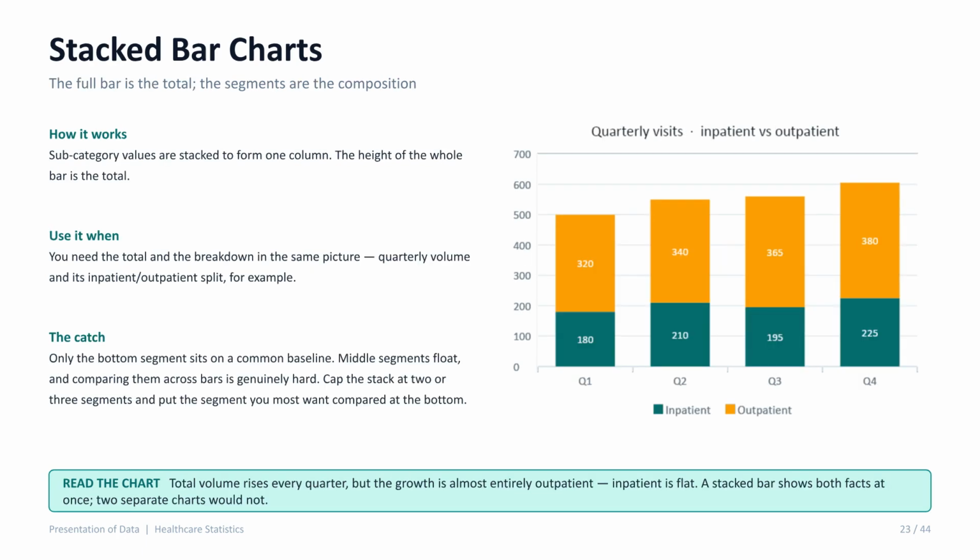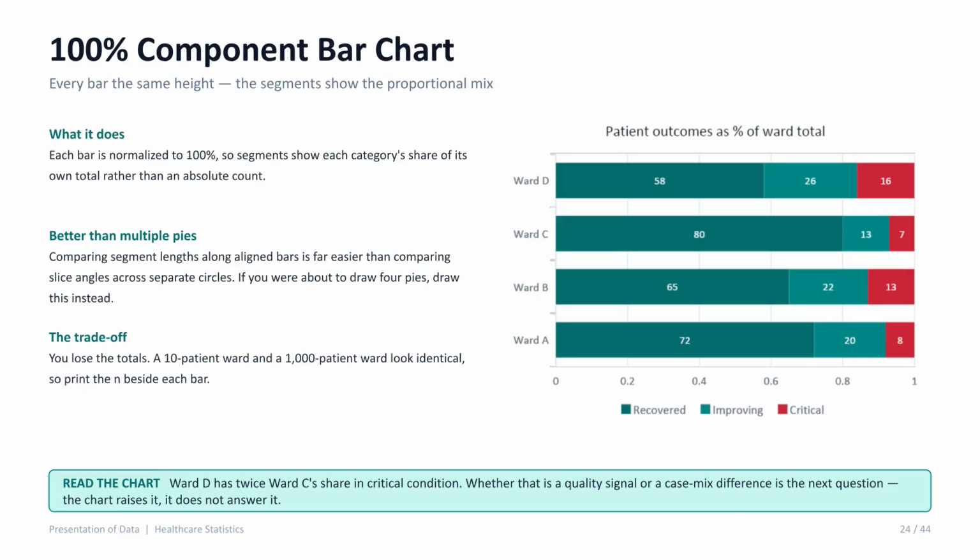Stacked bar charts show both totals and composition. Because the middle segments float, only the bottom segment shares a common baseline. Use this carefully, and keep your stack limited to 2 or 3 segments. For comparing proportions across categories, use 100% component bar charts. They normalize all bars to the same height, making comparisons easy. Always include the sample size n for context, since absolute counts are hidden.